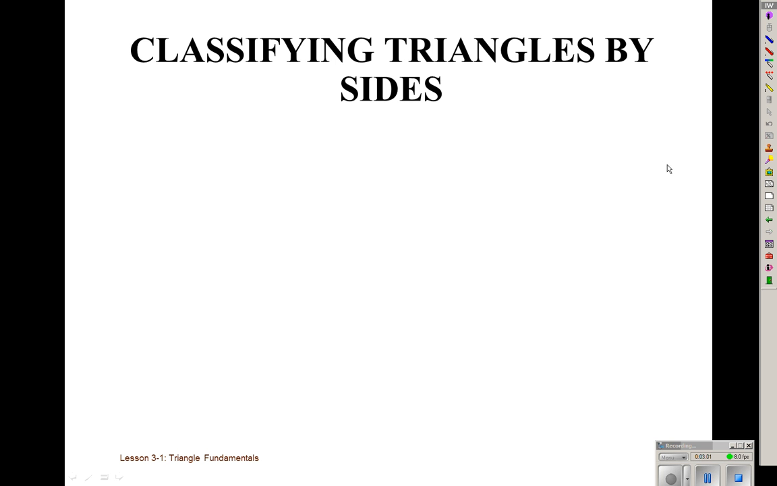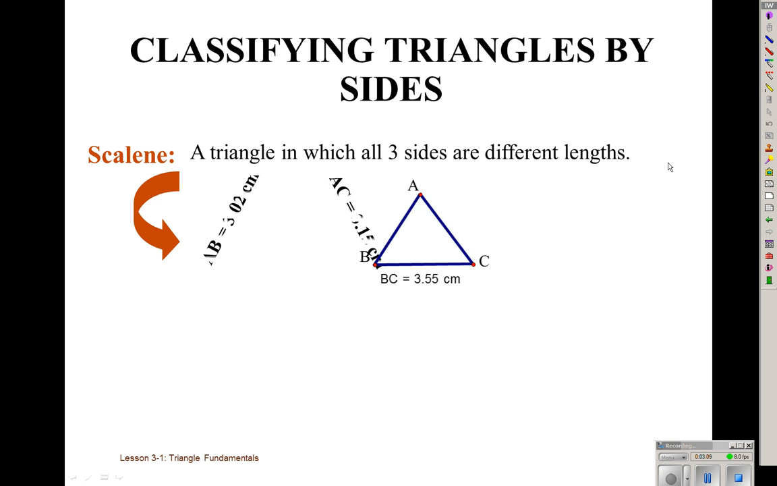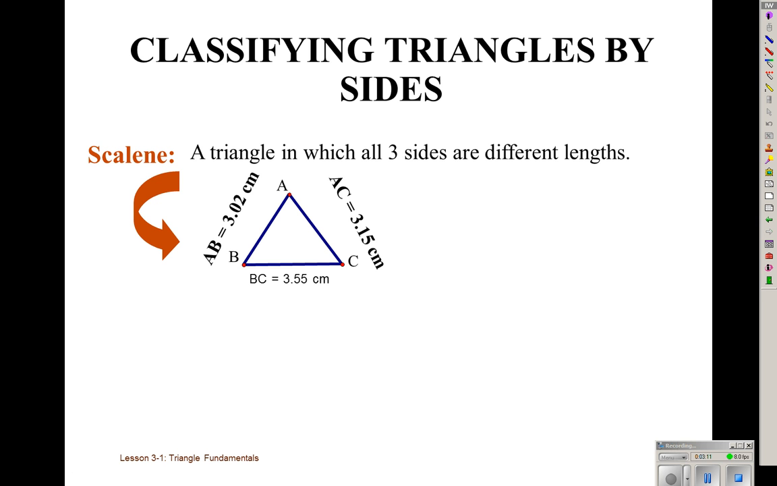What about classifying triangles? You can classify them by their sides and by their angles. If a triangle has sides that are 3 different lengths, then it's called scalene. All 3 sides are different when it's scalene.